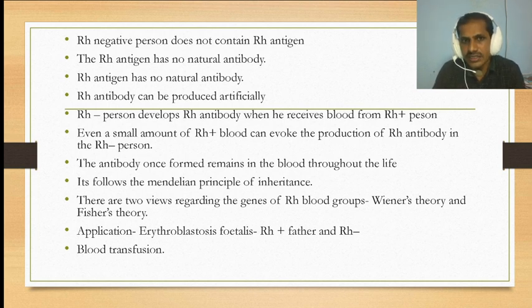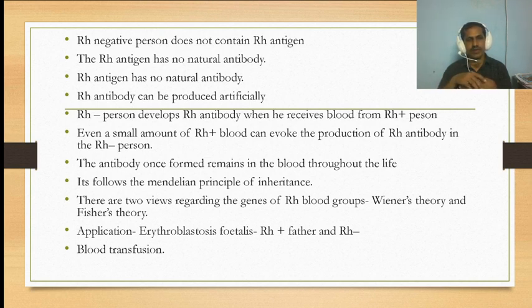The RH antigen has no natural antibody. The RH antibody can be produced artificially. An RH negative person develops RH antibody when receiving blood from an RH positive person. Even a small amount of RH positive blood can evoke the production of RH antibody in RH negative persons. The antibody once formed remains in the blood throughout life.